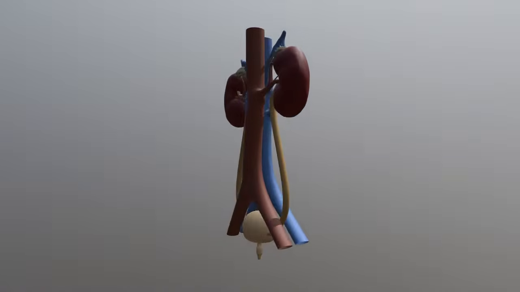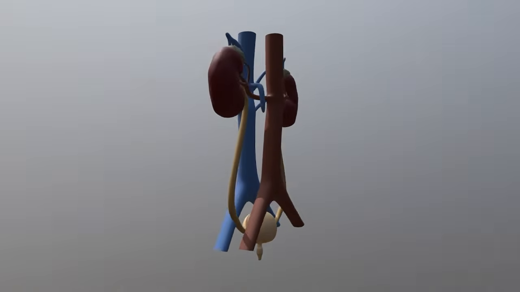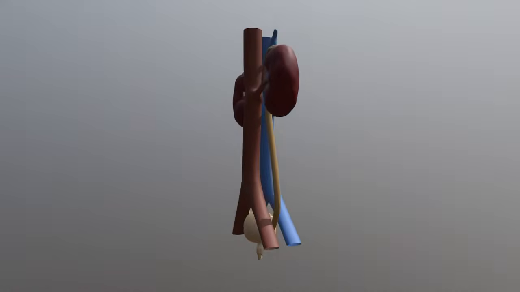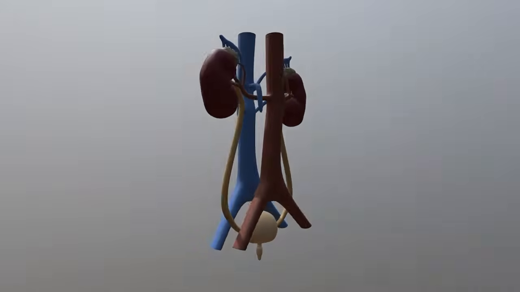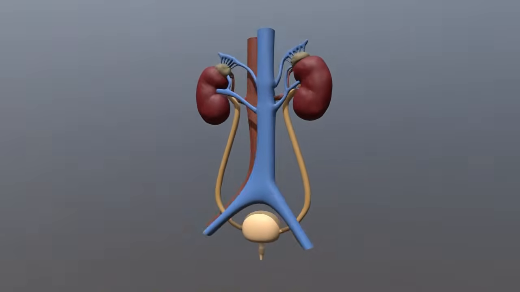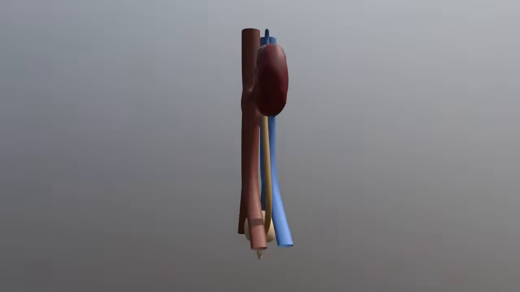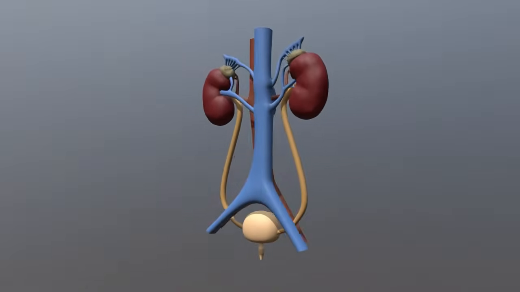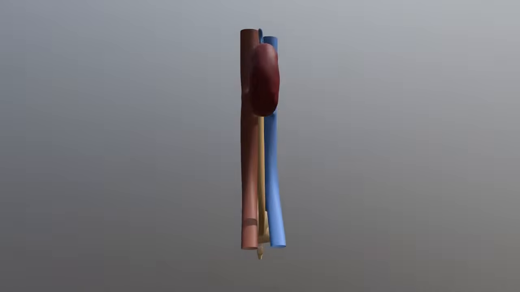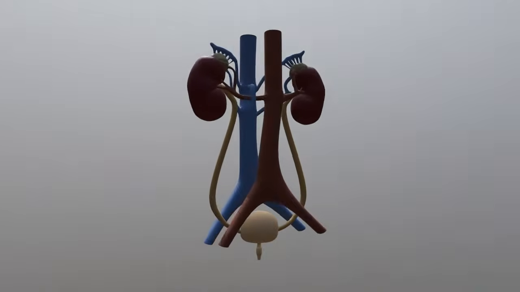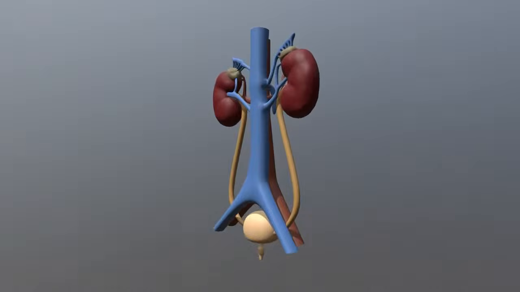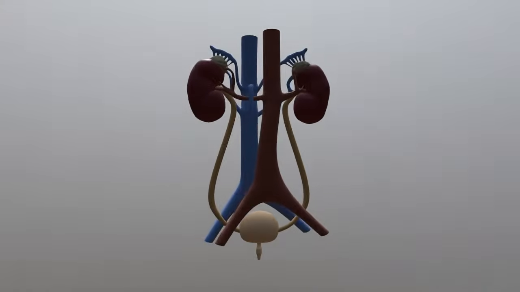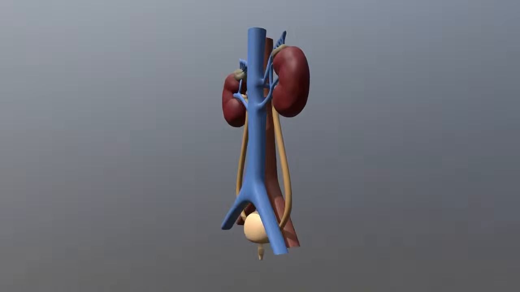The kidneys are a pair of bean-shaped organs located in the back of the abdomen. They are responsible for filtering waste products, such as urea and creatinine. The ureters are tubes that carry urine from the kidneys to the bladder. The bladder is a muscular sac that stores urine until it is eliminated from the body through the urethra. The urethra is a tube that carries urine out of the body. In addition to removing waste products, the urinary system helps to regulate the body's electrolyte balance and blood pressure, and plays a role in the production of red blood cells.